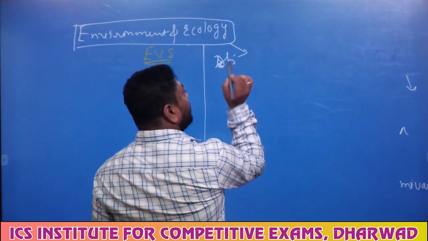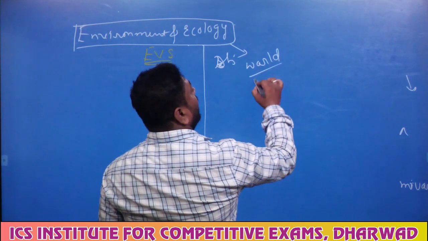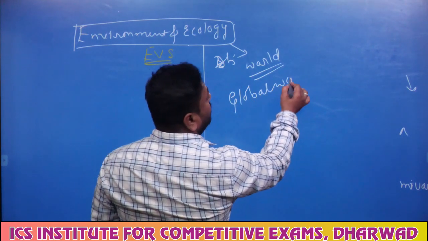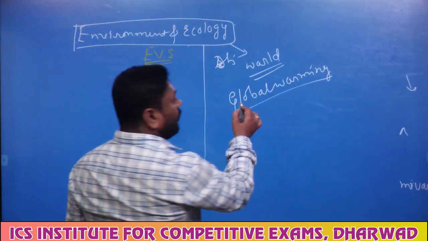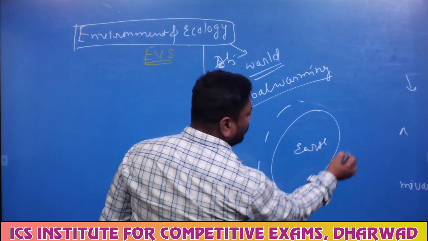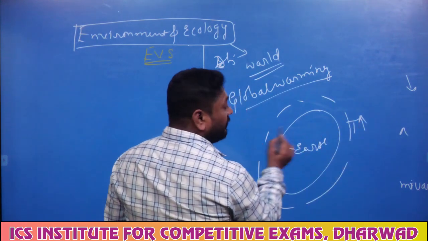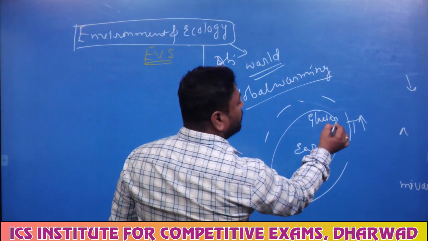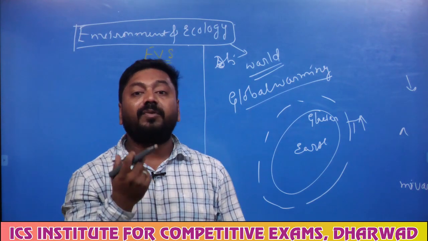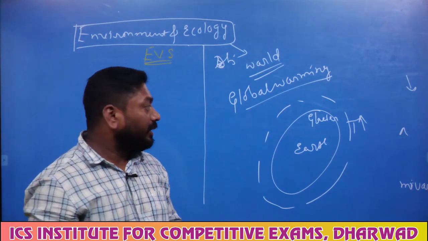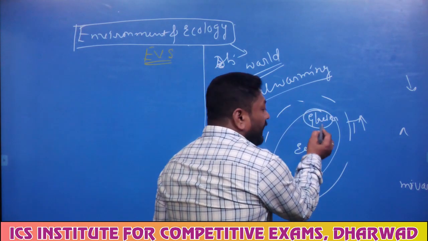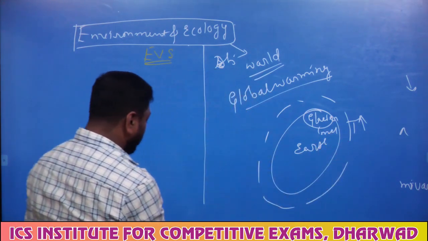Nowadays the entire world is talking about environment. Maybe you might have heard the term global warming, right? Best example, if I take this as the earth, if the global temperature is going to increase, definitely glaciers are going to melt, right? See, what is the meaning of glacier? The water deposit present on the surface of the earth in solid form, that is a glacier. If the global temperature increases, it is going to increase the melting.